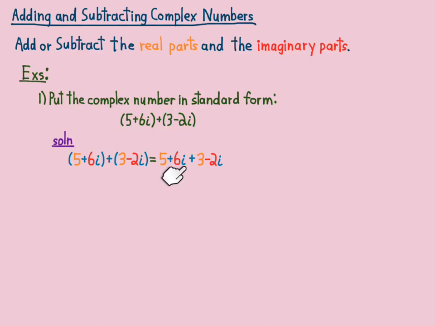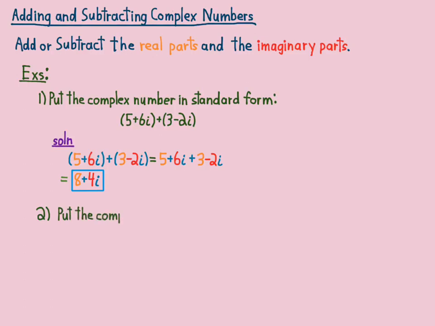Just the i acts just like an x would, right? It's the i term instead of the x term, right? Imaginary term. So you get 5 plus 3, right? 5 plus 3 is 8, and 6i minus 2i is 4i. And that's standard form, right? Real part plus imaginary part times i.